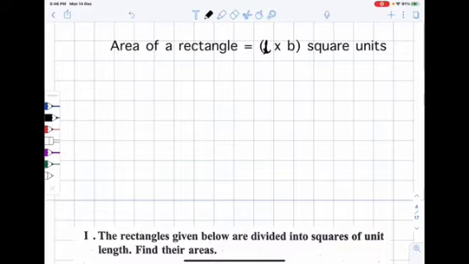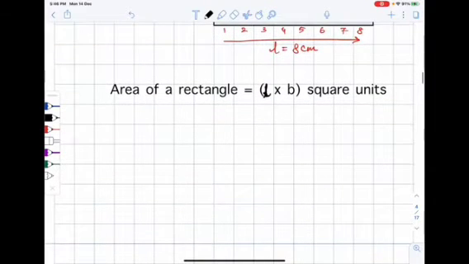Children, make sure you write square units, because in perimeter we just mentioned units and we didn't have square units, but here since it is area, we are multiplying both length and breadth, which are of the same unit. The product of two equal dimensions of the same unit is called square units, and that is the unit of area which you need to mention. I hope all of you have understood, children.